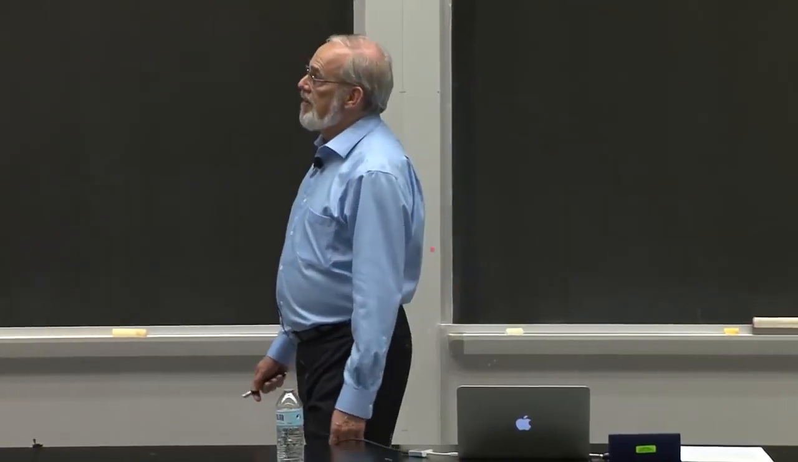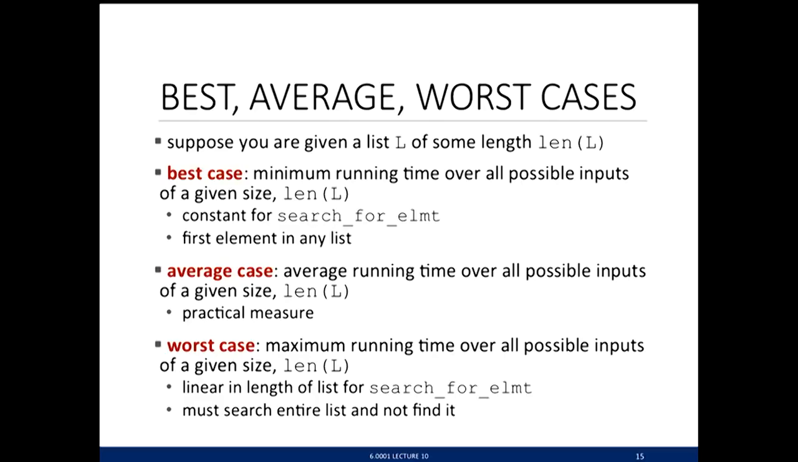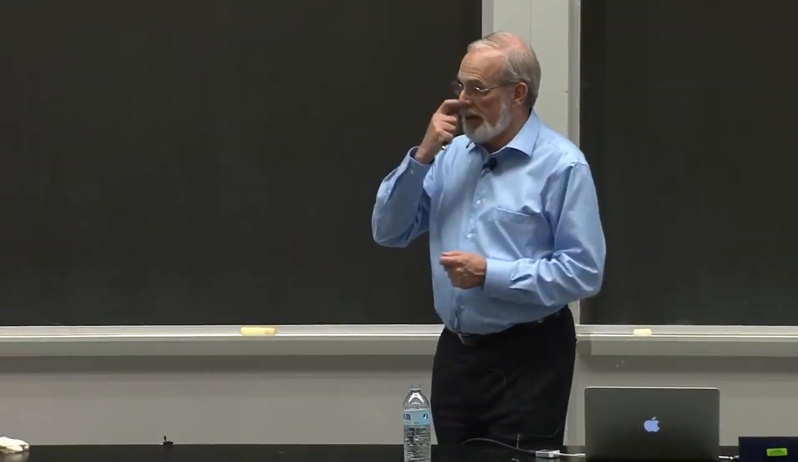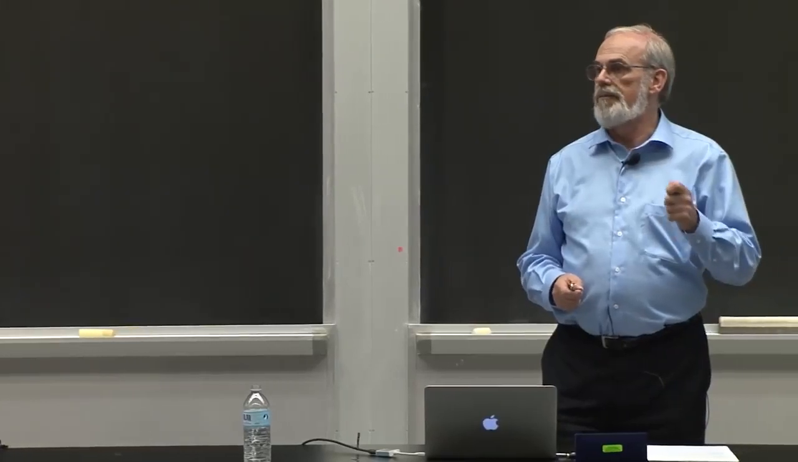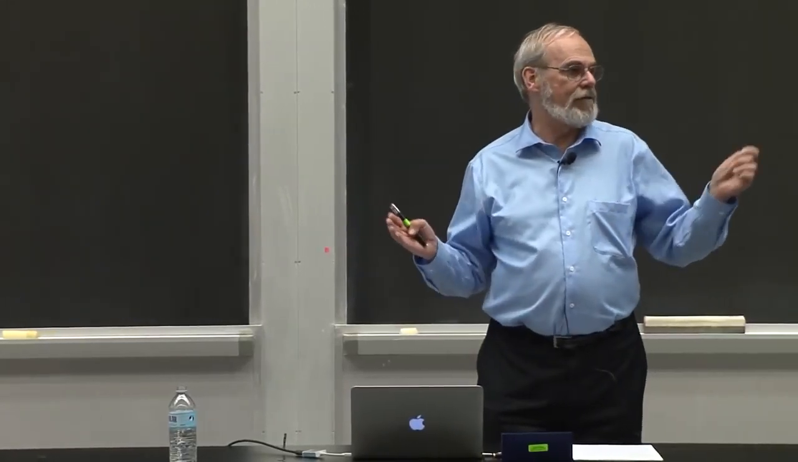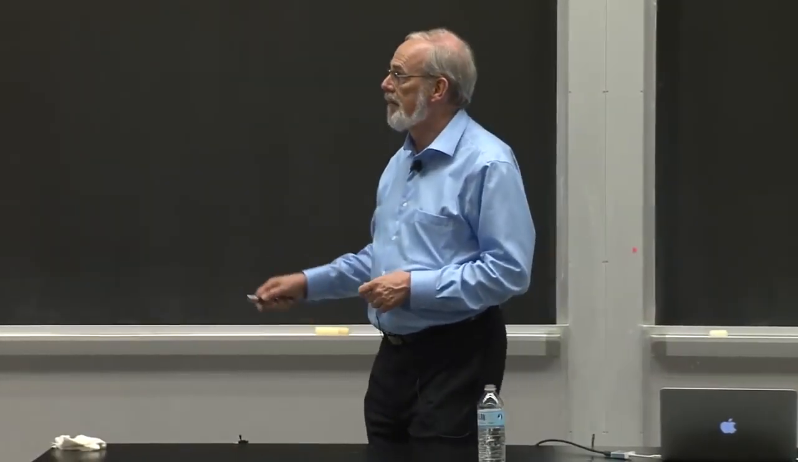So to say it a little bit different way, let's go back to my example. Suppose you're given a list L of some length, we call that n if you like, then my best case would be the minimum running time. And in this case, it would be for the first element in the list. And notice in that case, the number of steps I take would be independent of the length of L. That's great. Doesn't matter how long the list is. If I'm always going to find the first element, I'm done.